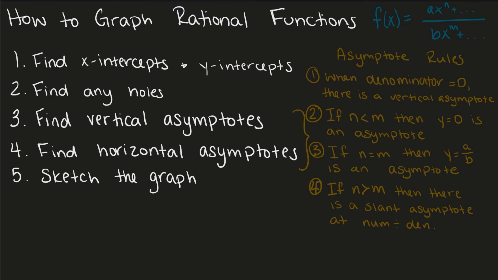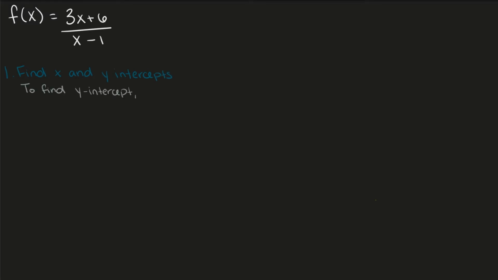Now that we know the steps to graphing our rational functions, let's take an example of graphing a rational function. Let's take the example f of x equals 3x plus 6 over x minus 1. First, we want to find our x and y intercepts. So to find our y-intercept, we'll set x equal to 0, and to find our x-intercept, we'll set y equal to 0. To find our x-intercept, we'll set our numerator equal to 0.